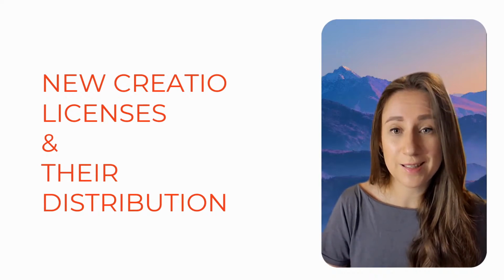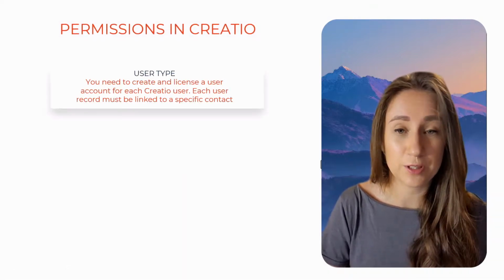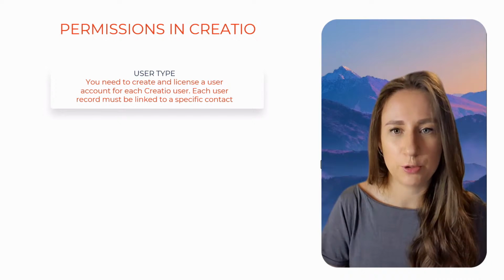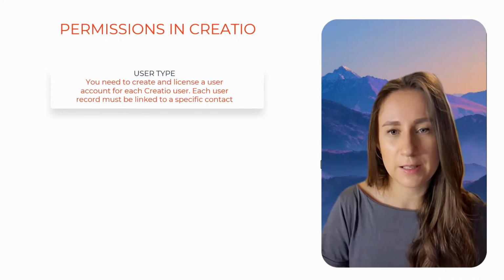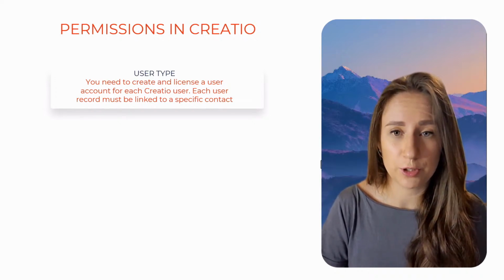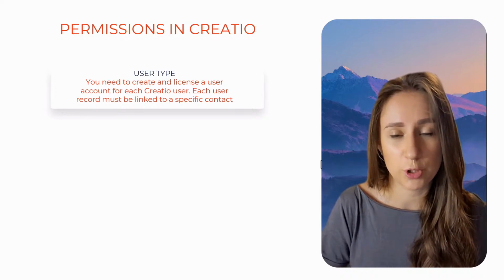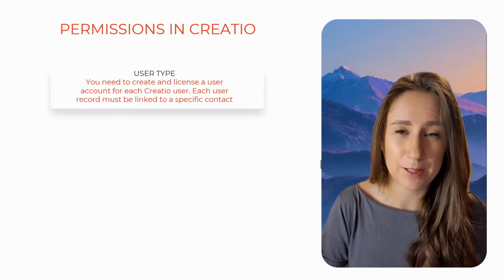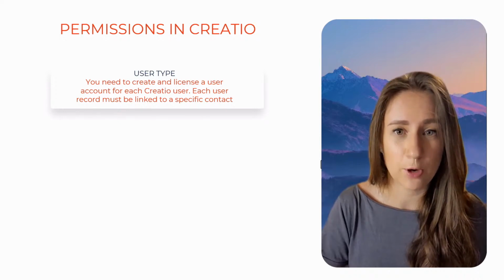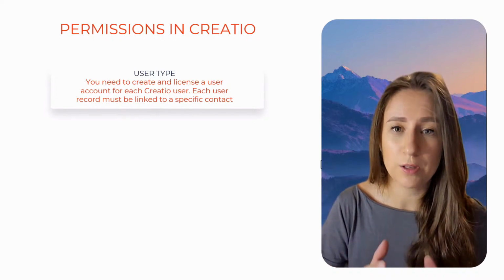So, permissions in Creatio. First of all, when you are defining the permissions of what the user can or cannot do, you will be talking about the user type. Some of the licenses that we will look at later today will be applicable to two different user types. They can be used both for company employee and for the external user. However, there are some license types that are specific per user type and cannot be applied to the wrong user type. So your restrictions of permissions of what the person can do start on the user type.